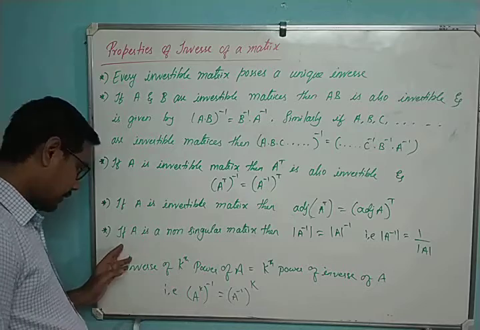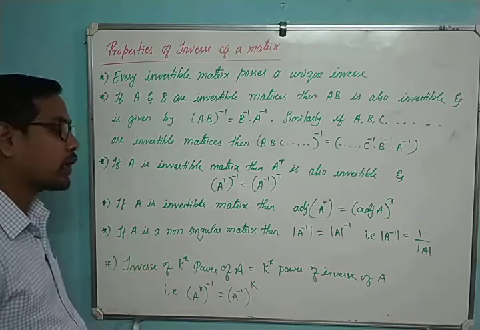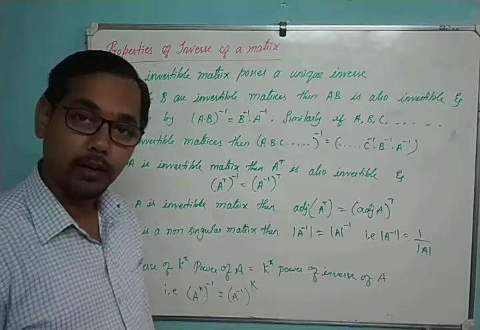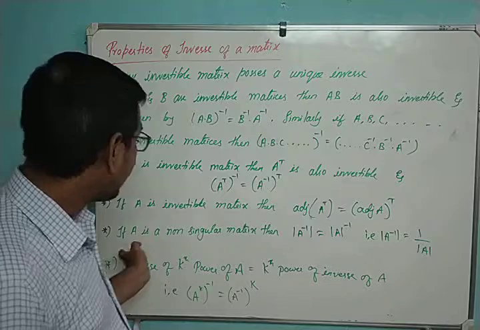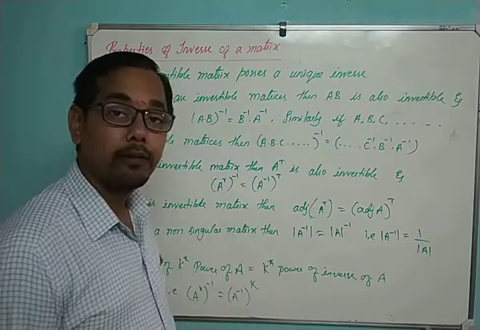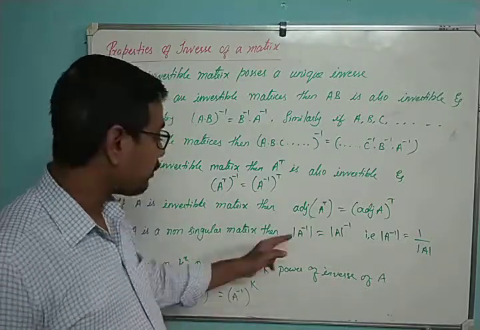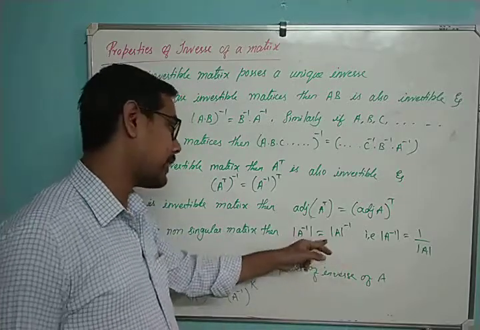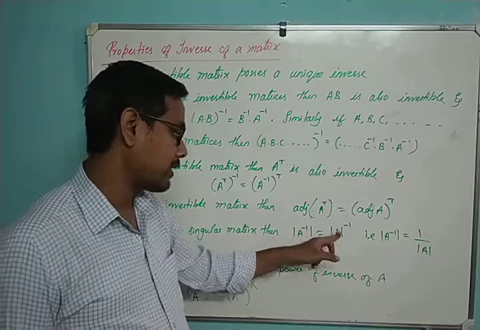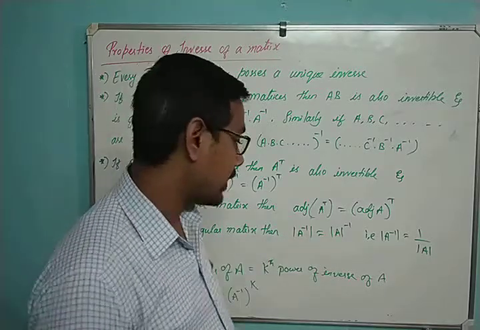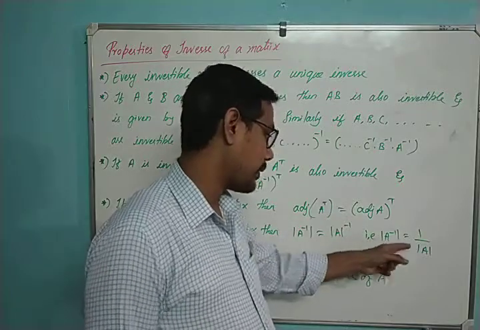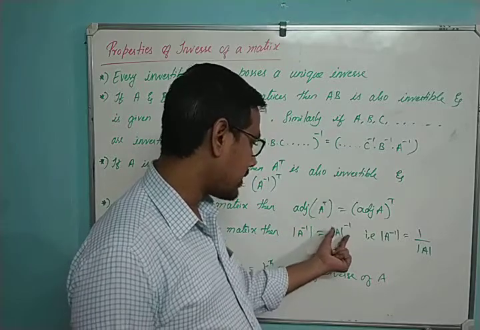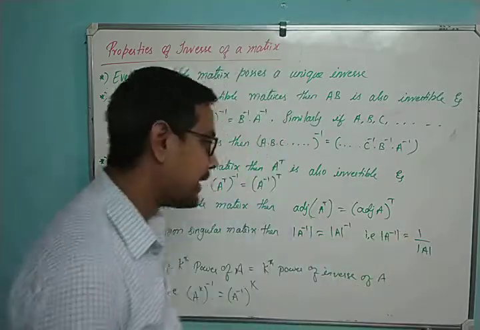And the fifth point: if A is a non-singular matrix, non-singular means whose determinant is not equal to 0. That is the main condition for calculating A inverse, right? If A is a non-singular matrix, then the determinant of A inverse is equal to the inverse of determinant A, which is nothing but 1 upon determinant A.